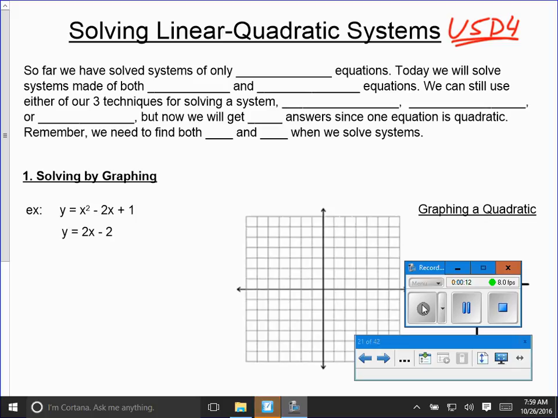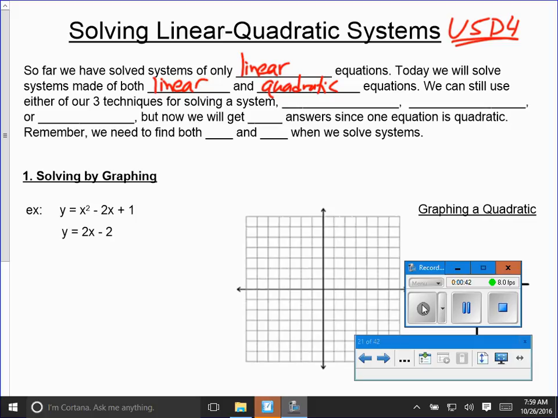This will be the last video for this unit, and we're using everything we've learned about solving linear equations and linear systems of equations to move into solving systems where we have one quadratic and one linear equation. So far everything we've done has solely been with linear equations, and now we're going to solve systems that have one linear and one quadratic equation. That's why I call it a linear quadratic system.